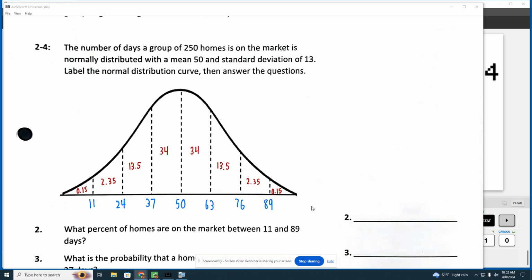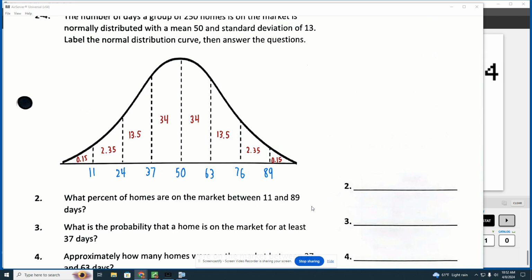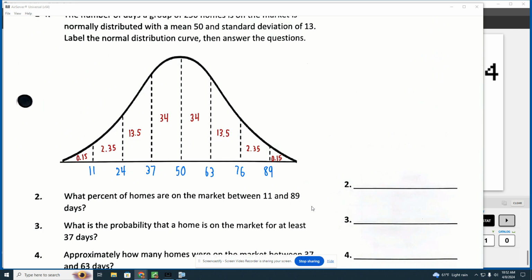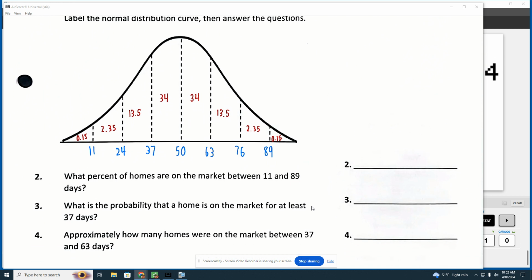All right, now there's two types of questions that get asked here. One, it's going to say, what's the percent or what's the probability? If it asks what's the percent or the probability, you give the percent. The other question is going to be like, hey, how many homes? How many, whatever it's talking about. So there we have to think a little bit further. Let me go through these with you.